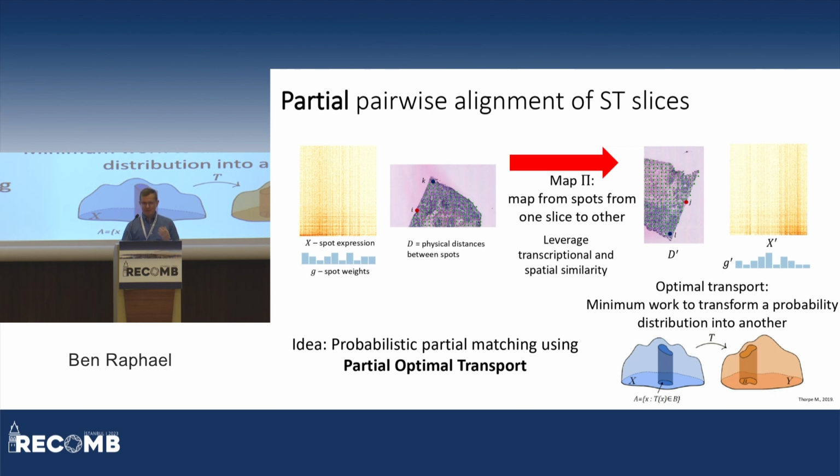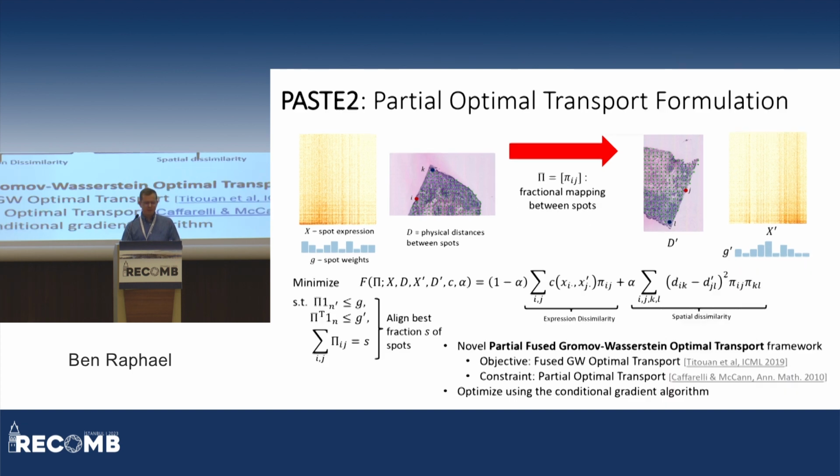We get to choose only part of the dirt to map. So writing this down mathematically, what we want to find here is this map pi, and we want to do this in a way that minimizes this cost. And the cost has two terms. One is the dissimilarity between the aligned spots, so this is our expression dissimilarity, and the other term is the spatial term that minimizes the distances between the aligned spots.